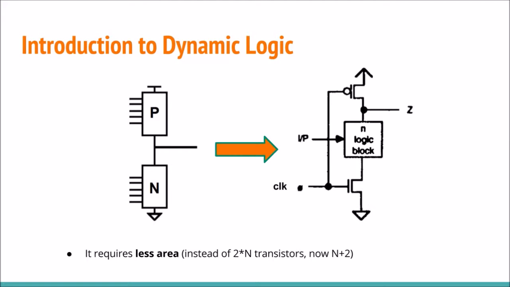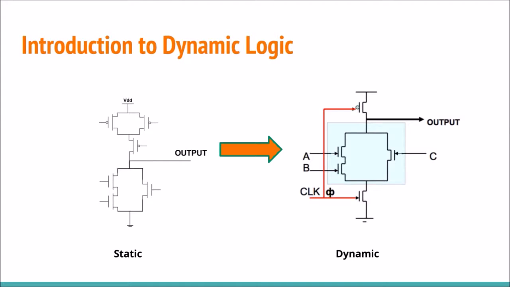In contrast to static circuits, dynamic logic circuits rely on the use of a clock signal, and they only require either the N-type or the P-type network, plus 2 transistors. We are always going to work with the N-type network during these slides. Dynamic logic circuits, as you can see, use fewer transistors than static circuits, so less area is required. Here we can see the differences between the same logical function implemented with a static circuit and with a dynamic one.